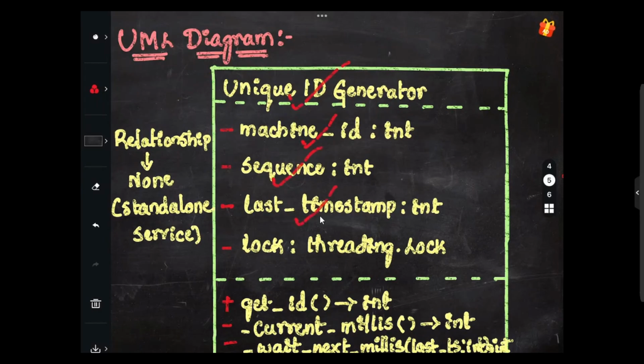Again, the last timestamp, which is of the type int, and the lock, threading.Lock, as discussed. So get ID, we'll be going with the helper method get ID here, which consists of the current millisecond, which is of the type int, and then we will be going with wait next millisecond, which takes last ts, which is of the type int.